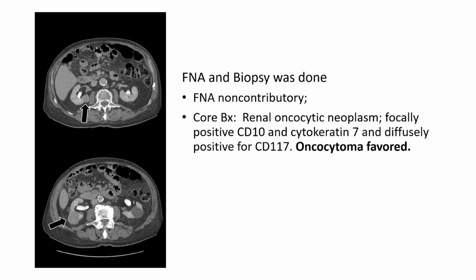Okay, so this is that patient that I showed you. The patient had an FNA and a core biopsy done. The FNA didn't help at all, but the core biopsy showed an oncocytic neoplasm. Oncocytic is really a descriptive term for what the cells look like under the microscope, under basic staining. But when they do additional immunostains on it, they can very strongly suggest or diagnose that it's an oncocytoma.